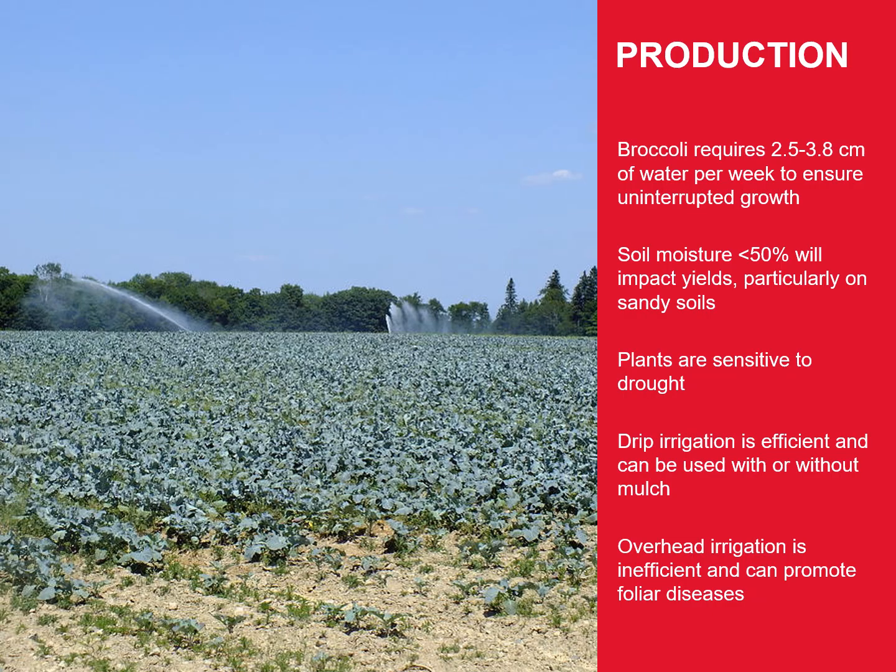You can see in this slide it's quite common in the UK for brassica crops to be irrigated through spray irrigation. However, this isn't really the best practice, as it can promote foliar disease in the plants, and it's also very inefficient compared to drip irrigation and micro irrigation.